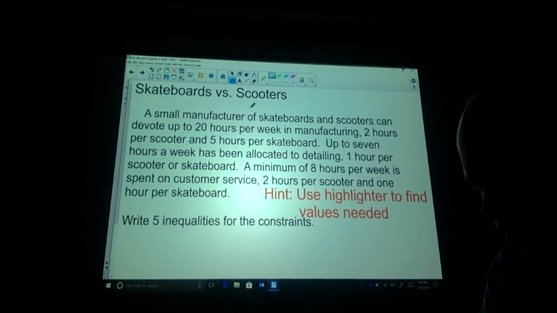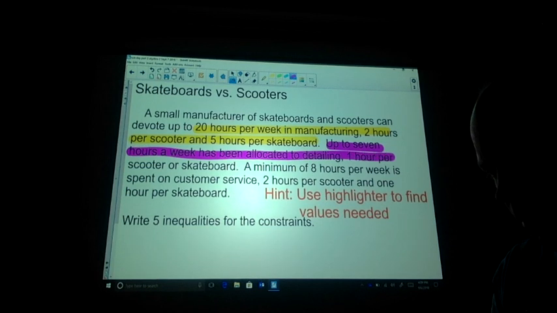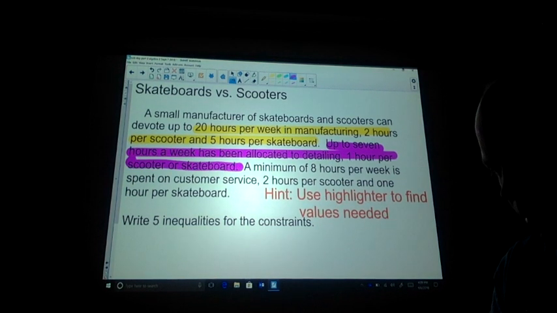Okay, so scooters can devote up to 20 hours for manufacturing, 2 hours per scooter, and 5 per skateboard. And then we have up to 7 hours a week that has been allocated for detailing, 1 hour per scooter, 1 hour per skateboard. Okay, and that's going to be one of the equations we looked at.